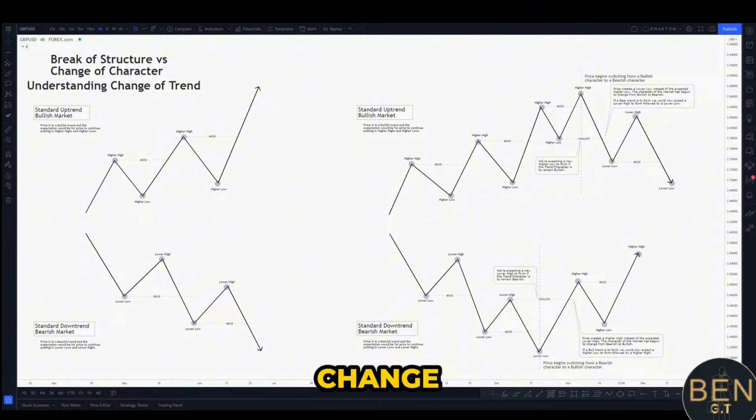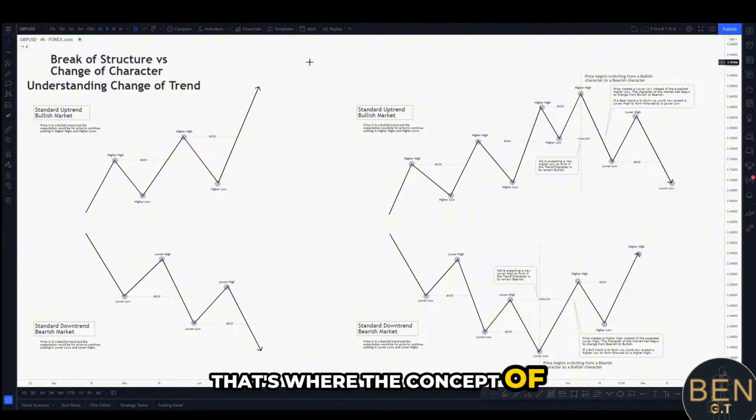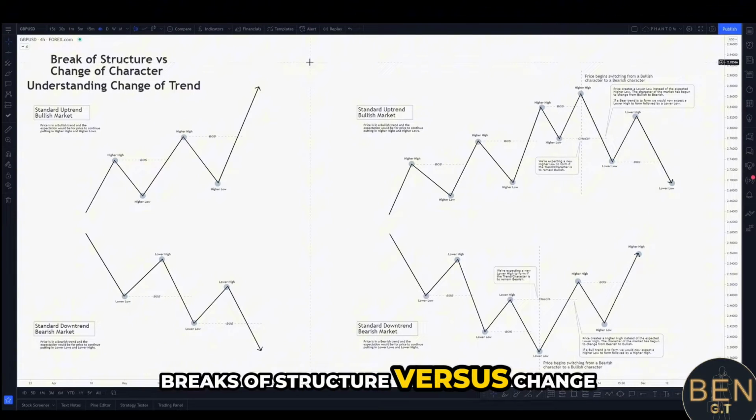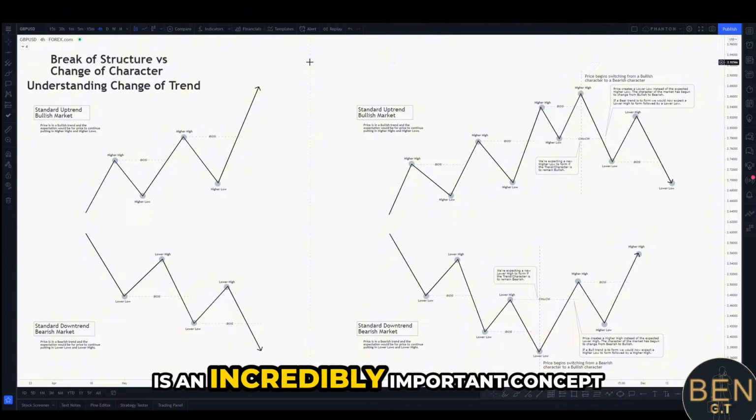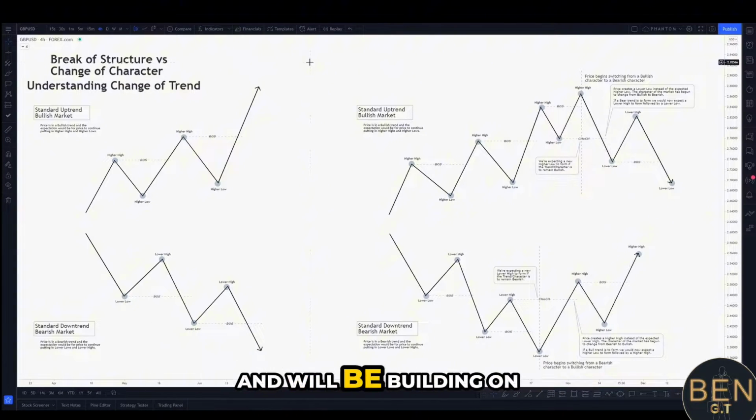That's where the concept of understanding breaks of structure versus change of character, and what change of character implies, is an incredibly important concept. And we'll be building on this as we begin to increase our level of depth and understanding of the overall strategy and how it integrates to supply and demand.